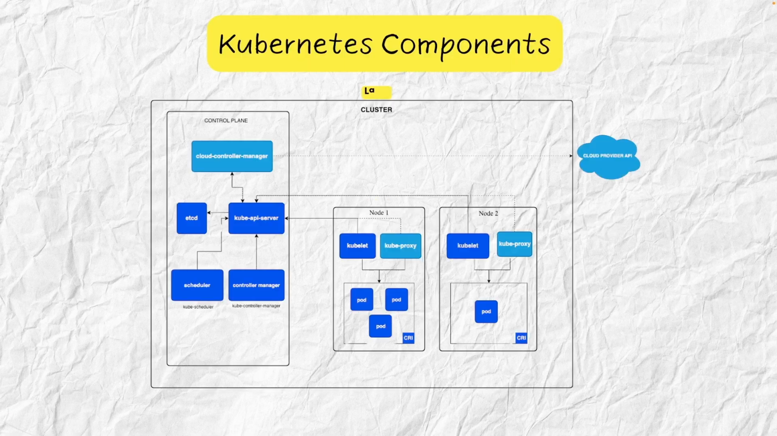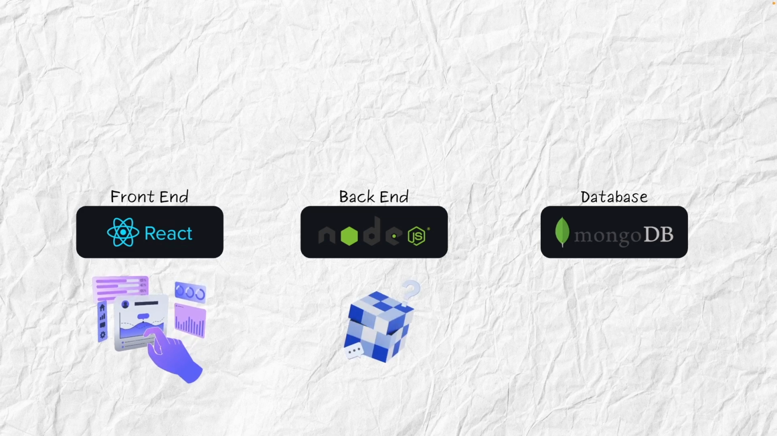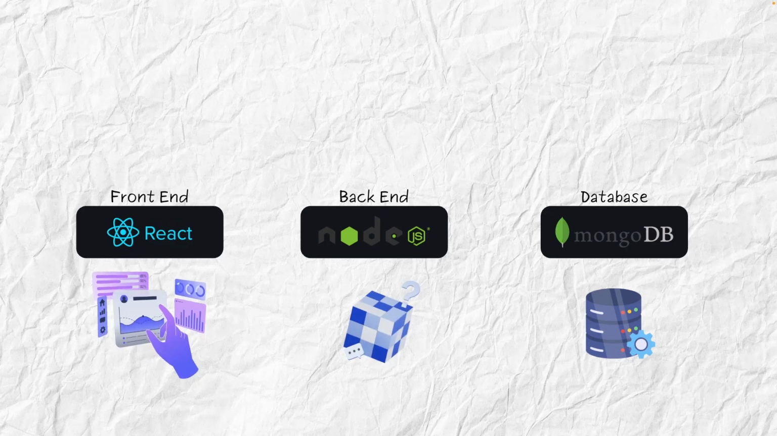Kubernetes helps your app run reliably by organizing everything in layers. Let's break down how Kubernetes keeps your app organized and running smoothly. Suppose your application has three key parts, that is the front end, the back end and the database. Each of these parts has a different job. Front end is what the user sees and interacts with. Back end is where the logic and the calculations happen. Database is the place where all your information gets stored.